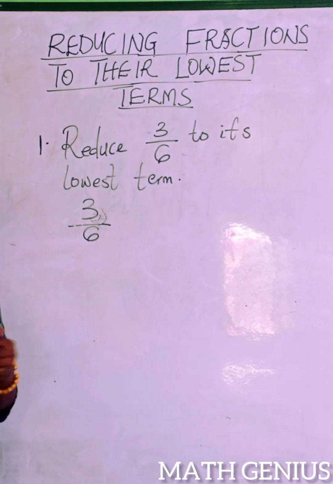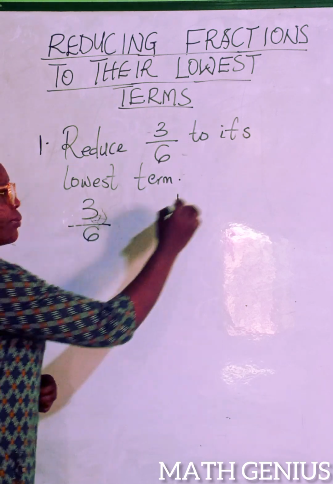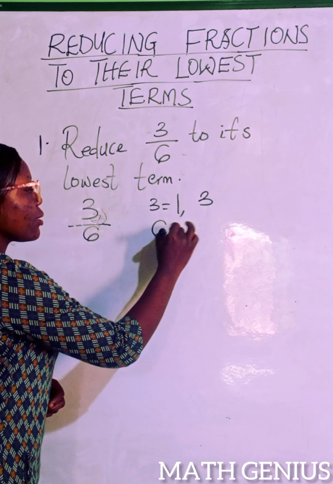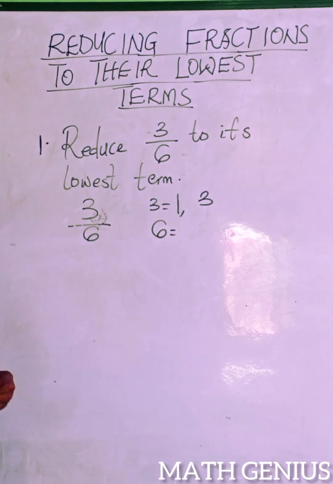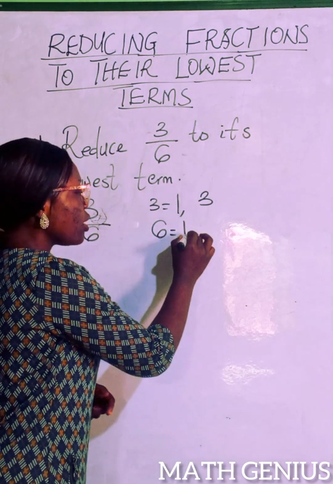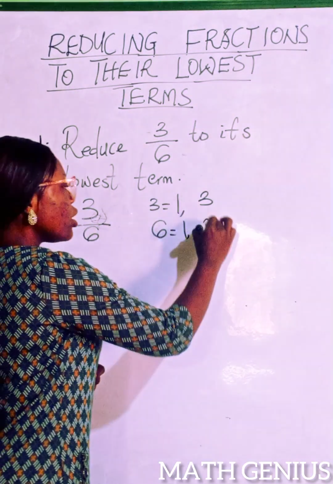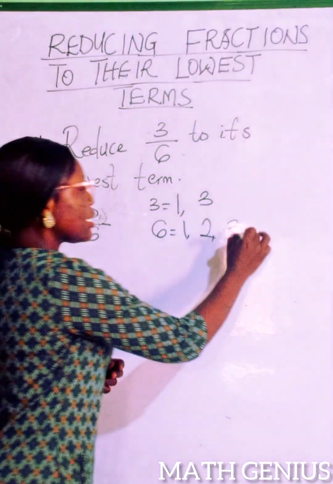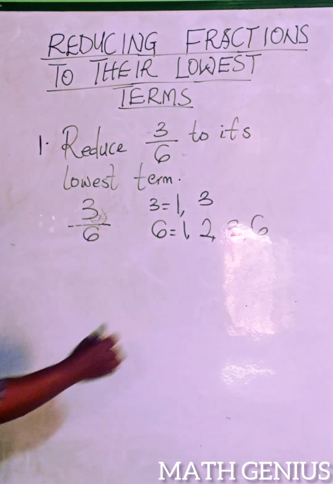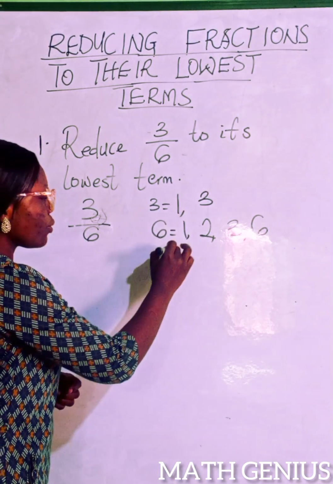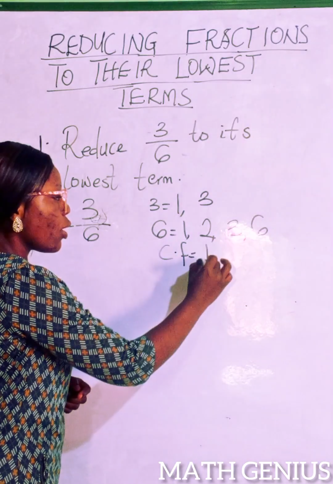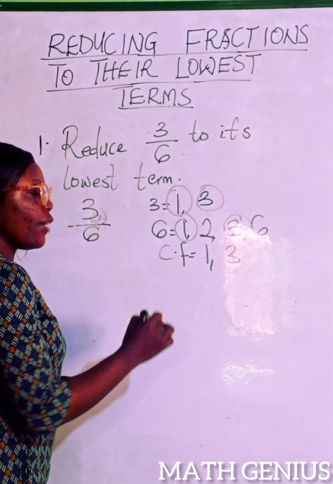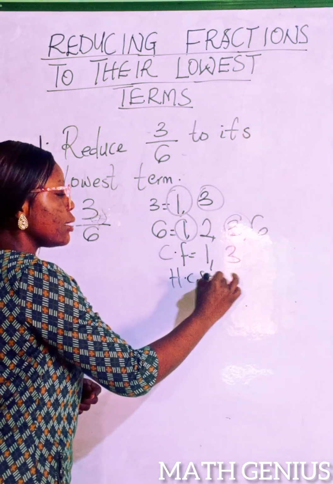Now, let's check 6. What can divide 6 without leaving a remainder? 1 can go into 6, 2 can go into 6, 3 can go into 6 without leaving a remainder, and 6 can go into itself. At the end of it, what is the highest common factor? The common factors here are 1 and 3. So the highest common factor here is 3.